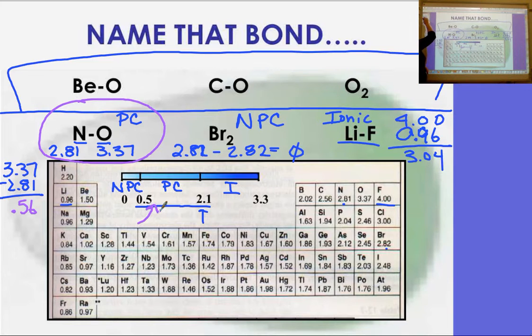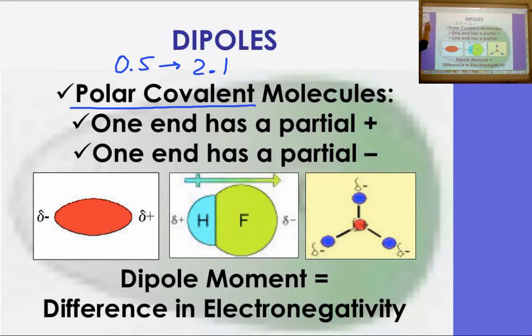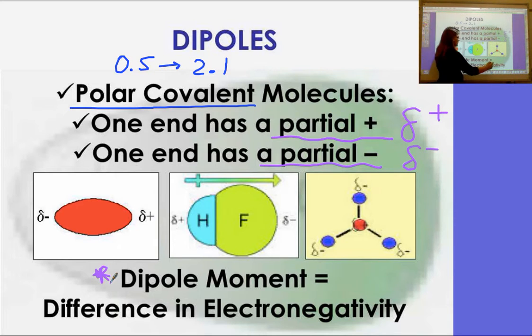But what does that mean? That means it has a dipole. That means one end is partially positive. The symbol for partially almost looks like an 8, but it's not quite. And the other end is partially negative. So it's not quite ionic. It's kind of like an ion where you have a positive and a negative end, but not quite the whole way. So when you subtract that dipole moment, you get that difference in electronegativity. Again, it has to be between 0.5 and 2.1.